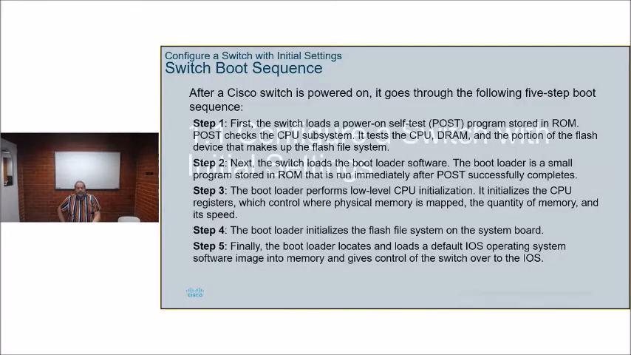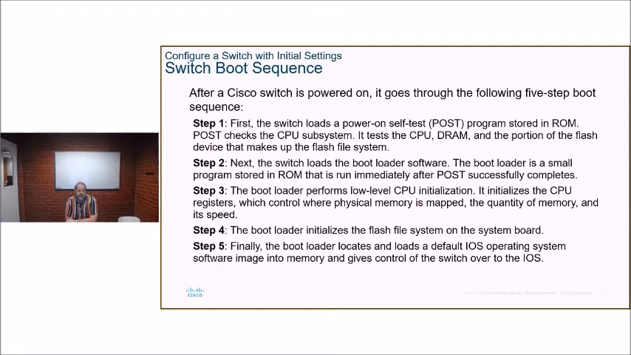So, initial settings for a switch. After a Cisco switch is powered on, it goes through a 5-step boot sequence. First it does what's called POST, or power-on self-test. That program is stored in ROM, and it checks to make sure that all the required hardware is there and working: CPU, RAM, flash, and other such things.